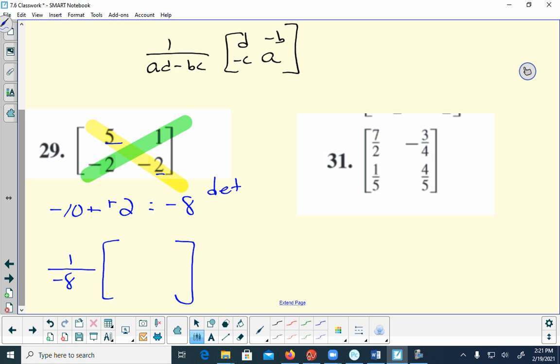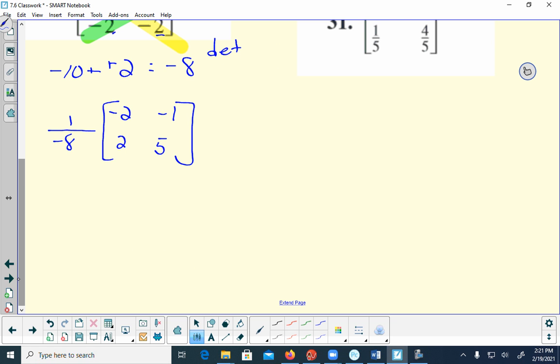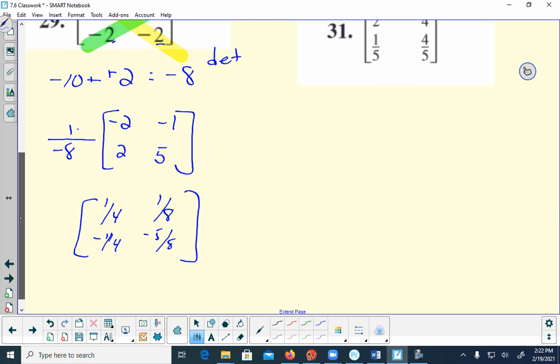The 2 and the 5 are going to change places. So I'm going to put -2 here, put the 5 here. The 1 and the 2 are going to stay in the same place, but the 1 is now going to be negative. The 2 is now going to be positive because you change the signs. Then I'm going to use this 1/8 as a scalar, and multiply it by everything in there. So I'm going to end up with 1/4, 1/8, -1/4, and finally -5/8. And that's my inverse. It's a lot easier to do inverses this way because there's a lot of fractions, and who wants to do all those fractions?